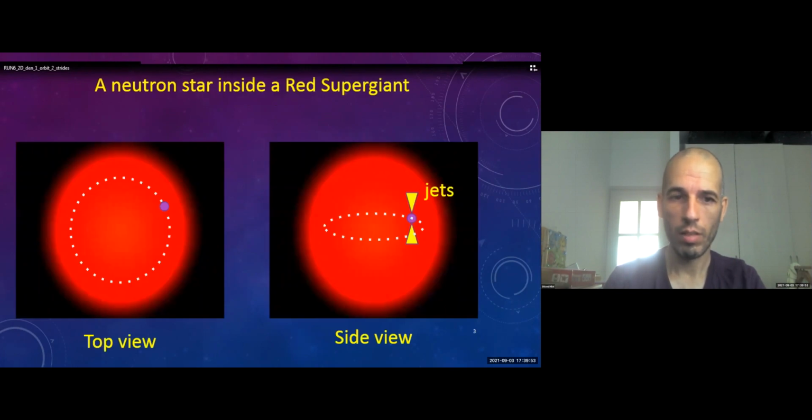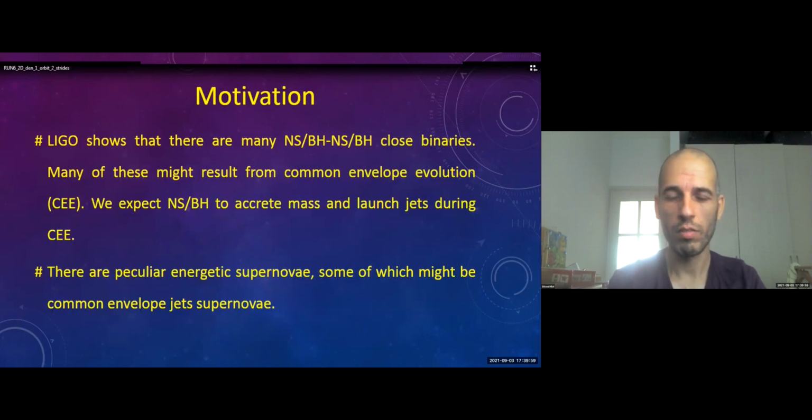Here's the top view and a side view of our scenario. The motivation for the project is, first, LIGO shows that there are many close binaries of neutron stars or black holes. Many might result from common envelope evolution. We expect the neutron star or black hole to accrete mass and launch jets during the common envelope evolution. Second, there are peculiar energetic supernovae, some of which might be common envelope jet supernovae.